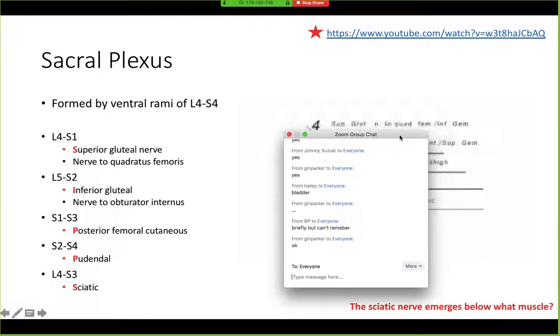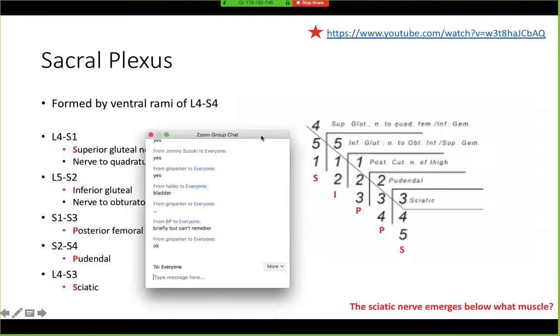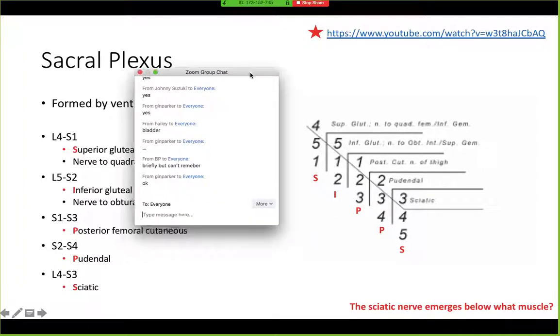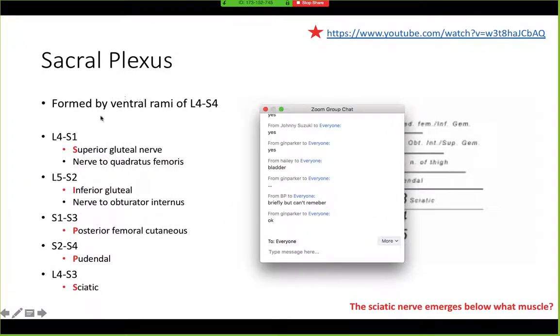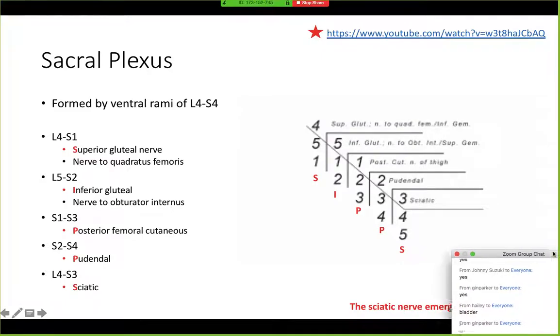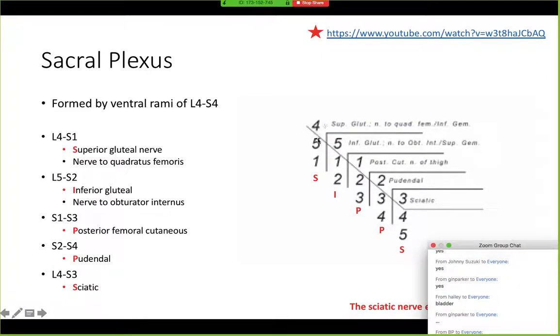Okay, so this first trick right here, this is going to get you all of the sacral plexus, all right? So if you go to this video, he'll explain how this works, but I'll try to just walk you through it, okay? Your sacral plexus is formed by ventral rami of L4 to S4. So when you draw this out, you're going to start by going 4, 5, 1, 5, 1, 2, 1, 2, 3, 2, 3, 4, okay? And you're going to draw out your numbers.